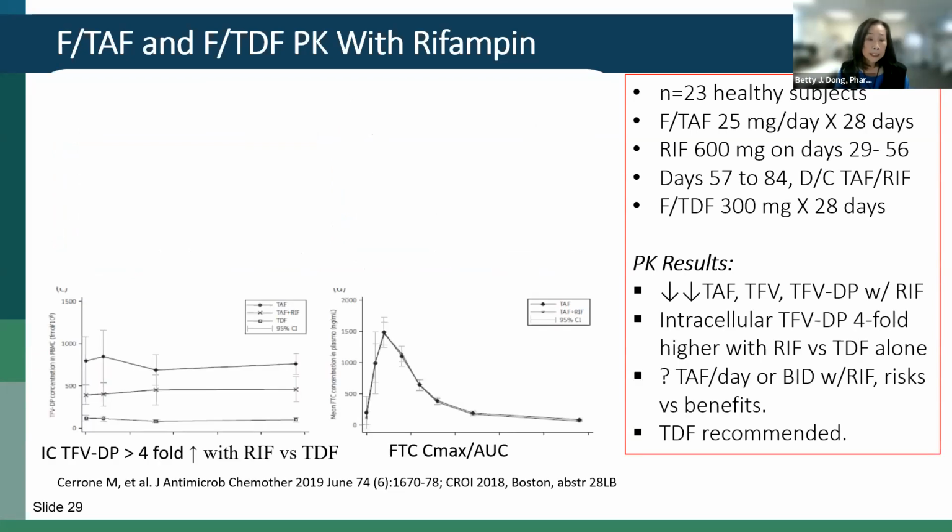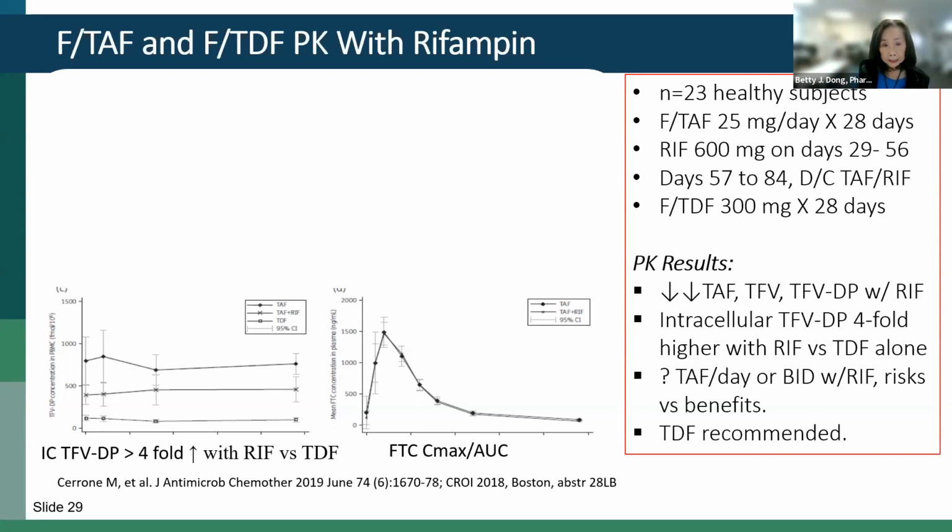What was interesting here was when they looked at intracellular tenofovir diphosphate levels, which is the active moiety. Here you can see that there was a decrease in TAF levels. However, the intracellular levels were still 4-fold higher with TAF plus rifampin than with tenofovir disoproxil alone, suggesting that even though the actual TAF serum levels were down, the active moiety was still higher, so it may still be efficacious to use F/TAF with rifampin.